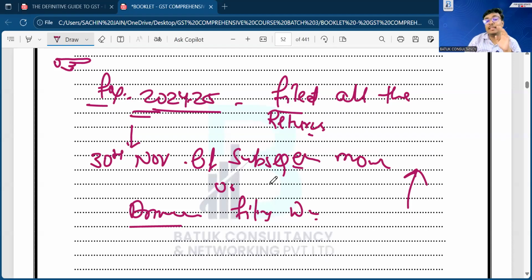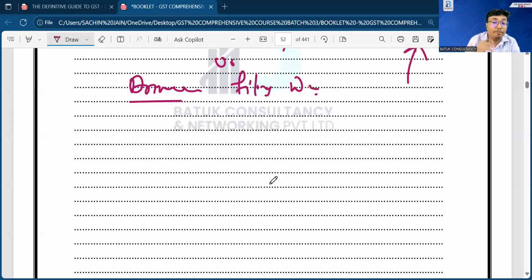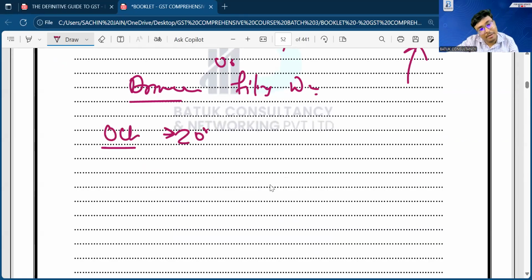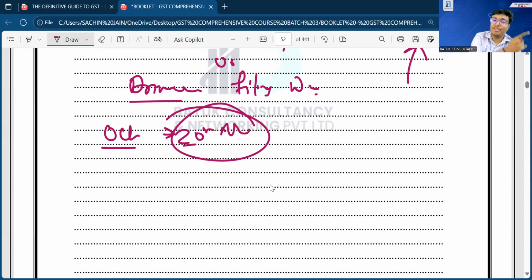And yes, on 30th November, we have no due date for filing the GSTR 3B return. So we know October month return we are filing by 20th of November. So while filing the October month return, you will be eligible to claim the input tax credit related to the previous financial year. Okay, because 30th November is not a due date, the due date is 20th November. So when you file the October month return, if you are filing it on 25th of November, 27th of November, 30th of November, this will be treated as your last date to claim the input tax credit.